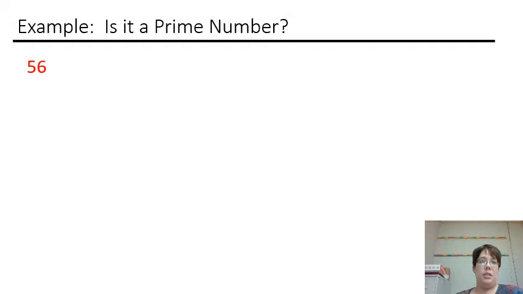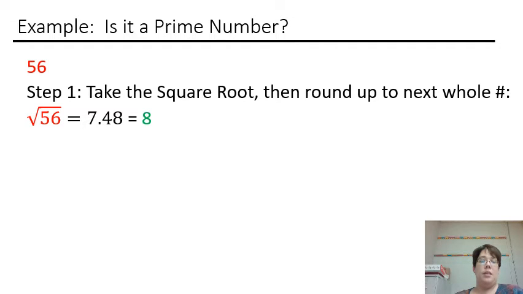So let's take a look at this one, 56. The first step is to take the square root of the number and round up to the next whole number. So I took the square root of 56 and I got 7.48, and I'm going to round that up to the next number, which is 8. Okay, so that's step 1.